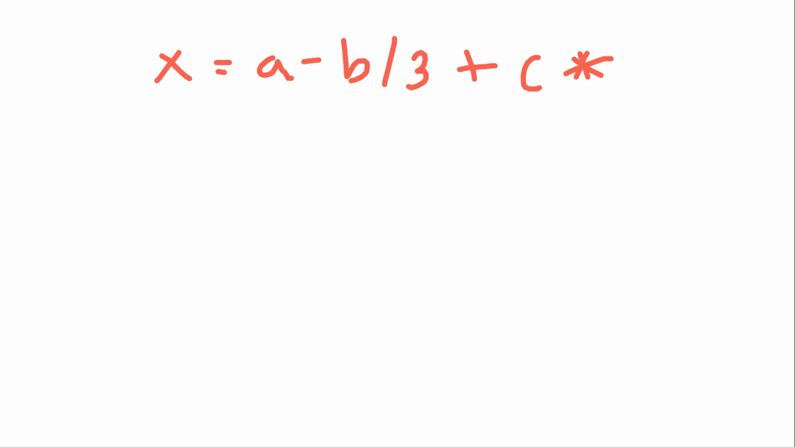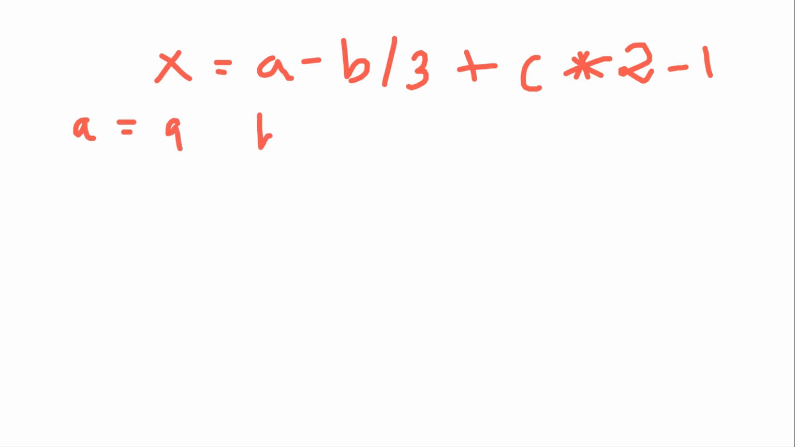Let's now try to evaluate an expression by using the operator precedence and associativity rule. X is equal to A minus B slash 3 plus C into 2 minus 1. Let the A value be equal to 9, B is equal to 12 and C is equal to 3.